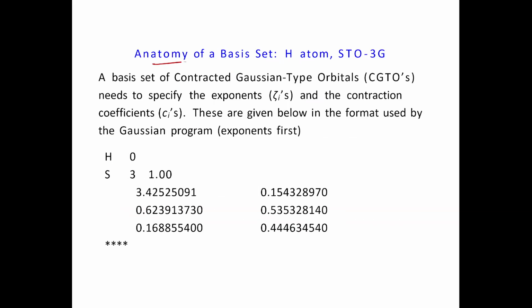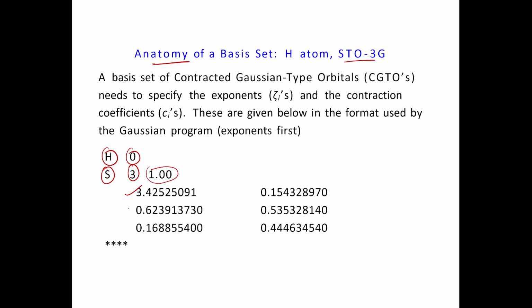Now, this is the anatomy of basis sets. So this is your H atom, STO-3G, Slater type orbital 3G. This is for the angular momentum S orbital, because you have only one S, right? And what do these three represent? These three represent three Gaussian type orbitals, which give you one contracted Gaussian type orbital.